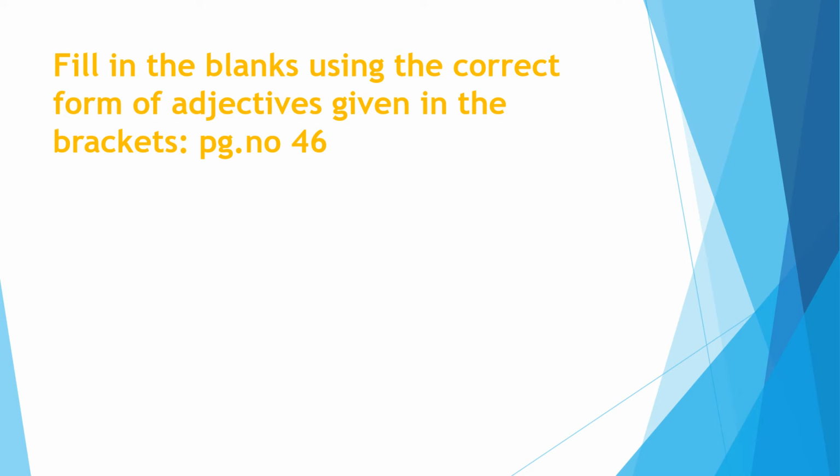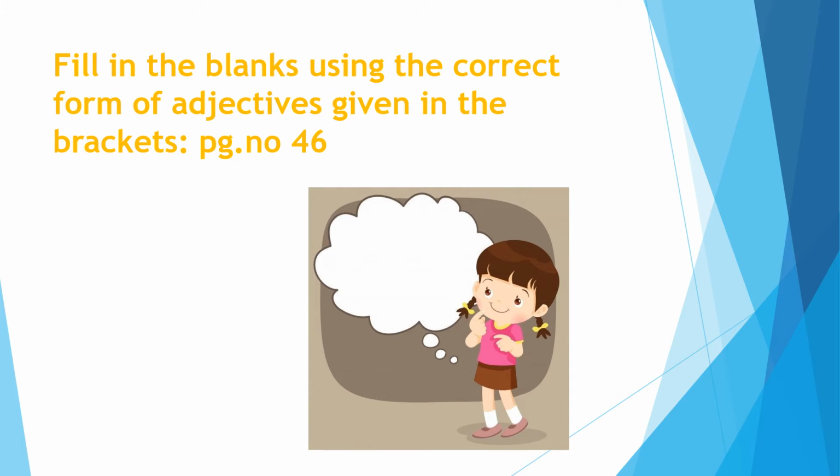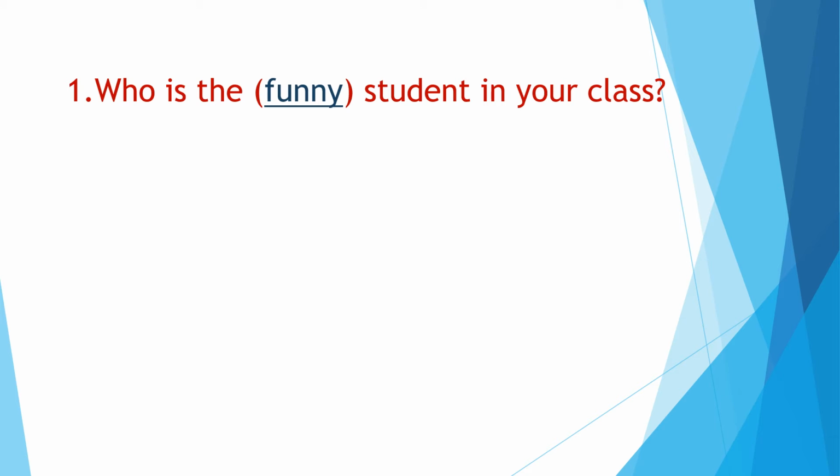Fill in the blanks using the correct form of adjectives given in the brackets, and this exercise I have taken from page 46. There are 7 questions given in your book, but in this video we are going to do the first 3 questions. So let's read out the first question given, that is, who is the funny student in your class? So here we are talking about a student who is funny. So here the adjective is funny only.